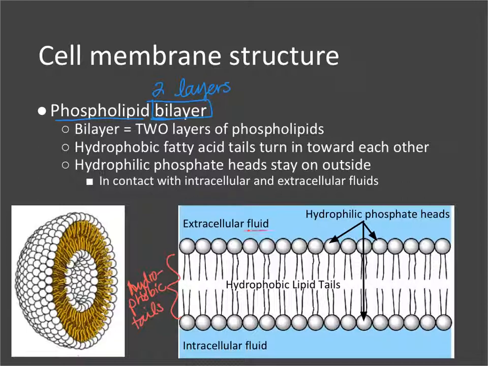So if we have extracellular fluid outside the cell and intracellular fluid inside the cell, then those tails are going to be repelled by that water. So they're actually going to turn away from the fluids and they turn in towards each other. So this is the hydrophobic tail of one phospholipid. These are the hydrophobic tails of another phospholipid. And you can see in this picture here, this is showing you more of a three-dimensional look at what this phospholipid bilayer looks like. So this is looking at a sphere that's been cut in half. And you can see that the hydrophobic tails are going towards the inside here. And the hydrophilic heads are on the surface.